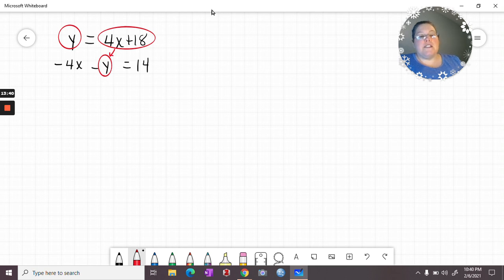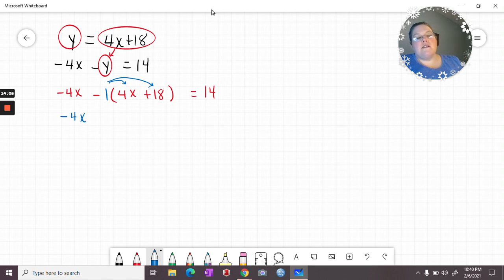This 4x plus 18 is going to go where the y is. So negative 4x minus, and I'm going to use parentheses so I can keep everything nice and clean. Because what I need to do is remember that I have a negative 1 here. So I need to distribute that negative 1 all the way through. So negative 4x, negative 1 times 4x is negative 4x. Negative 1 times 18 is negative 18, and that equals 14.